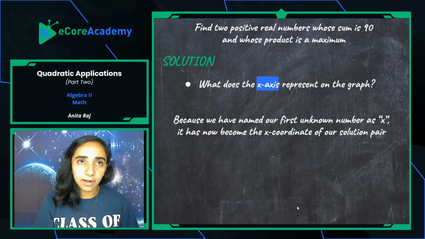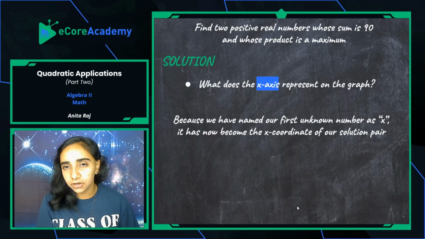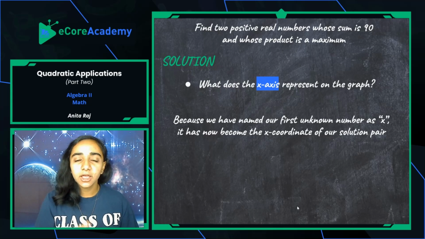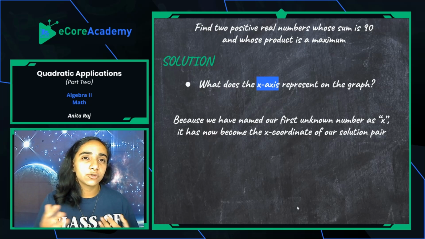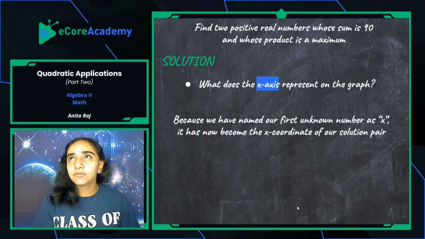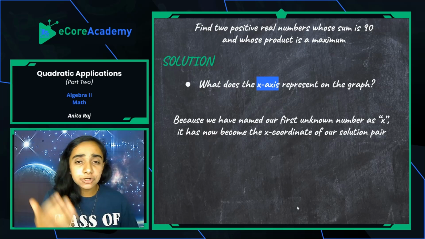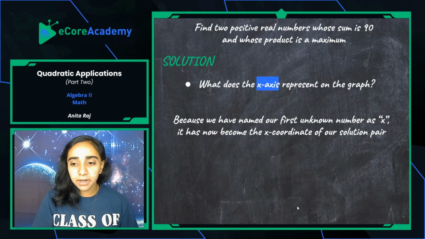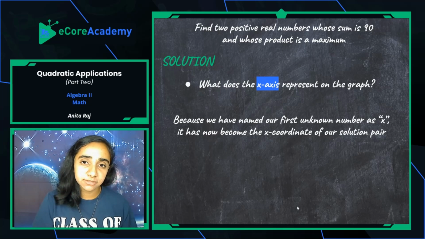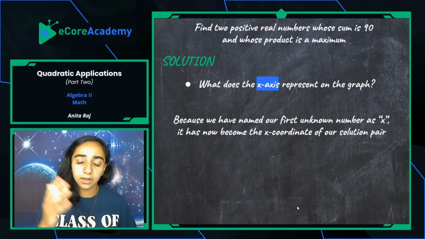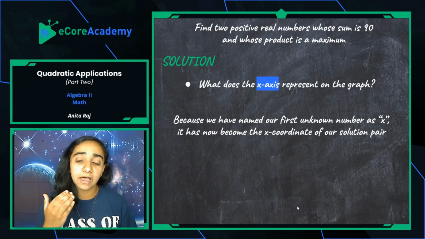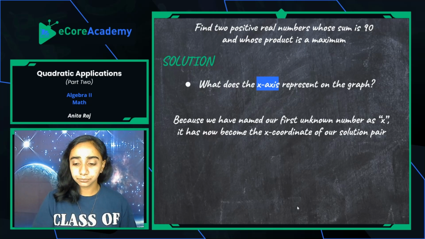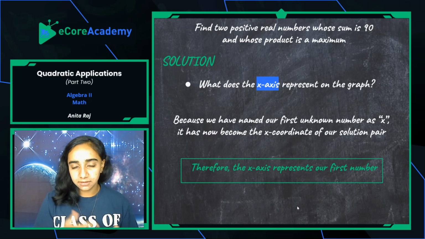So let's say you graph the parabola that represents this quadratic function of p equals 90y minus y squared, and you found that the vertex is something like, I'm just making this up off the top of my head, x-coordinate 50, y-coordinate 5,000. By reading that, you would know that the x-coordinate of the solution pair is your first unknown variable. The x-coordinate that I just mentioned was 50. Therefore, the x-coordinate is the first positive real number. So that is what the x-axis represents. The x-axis represents the value of that first positive real number. Therefore, the x represents our first number. Exactly what I just said.